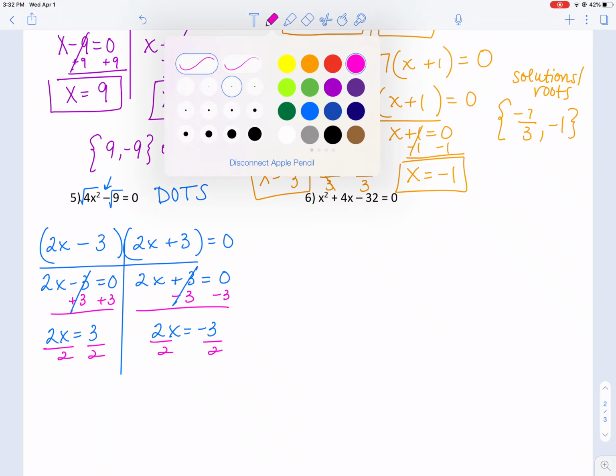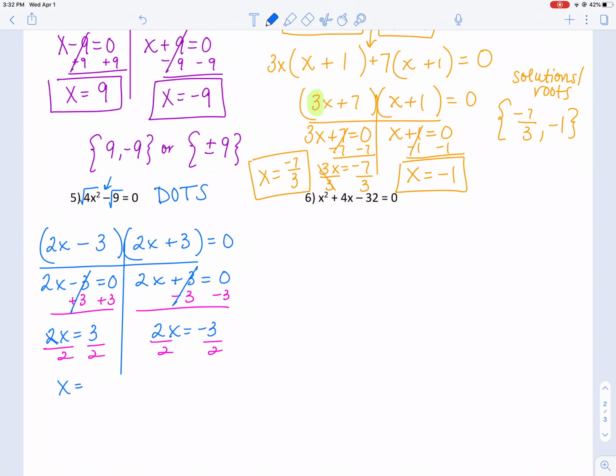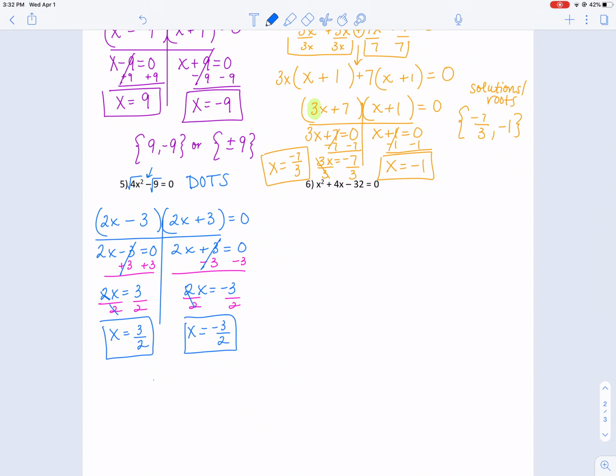So now I get here on this side, the 2's divide out, x equals, leave it, 3 halves. If you really want to write 1.5, that's fine. And here x equals negative 3 halves. But a lot of the time you are going to want to see them as improper fractions. Again, you could say plus and minus 3 halves. I know a lot of kids will just want to write it as negative 3 halves and positive 3 halves. That's fine. Okay? As long as you have a terminating decimal, you could also write it as a decimal.